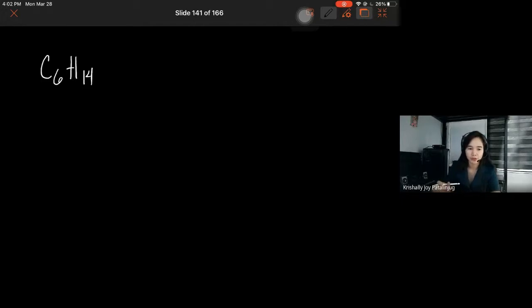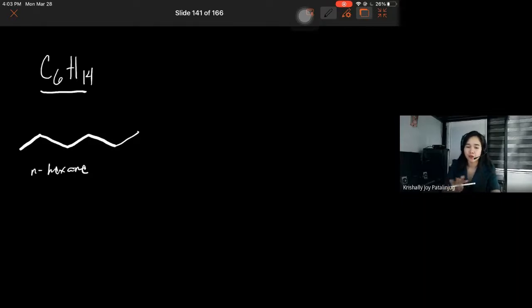So let's have more examples. So halimbawa, proceed tayo sa hexane. For hexane, 'di ba, 6 carbons 'yan and then 14 yung hydrogen, tama ba? CnH2n plus 2. Okay, tama. Now, let me give only the skeletal structure para mapadali lang natin yung pag-obtain, or pag-draw ng structures. Sige, for hexane, normal hexane, 1, 2, 3, 4, 5, 6. So that is one structure na pwede nating ma-obtain with this formula. So this is normal hexane.